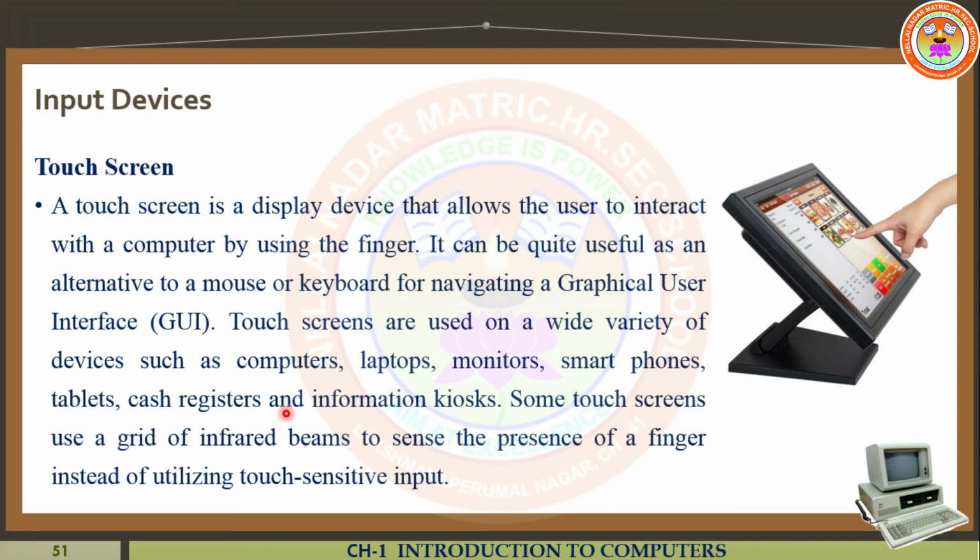Some touchscreens use a grid of infrared beams to sense the presence of your finger instead of utilizing touch sensitive input. So how does it work? With the help of a grid of infrared beams, it senses the presence of the finger. These are the mechanisms we can use in touchscreen devices nowadays.